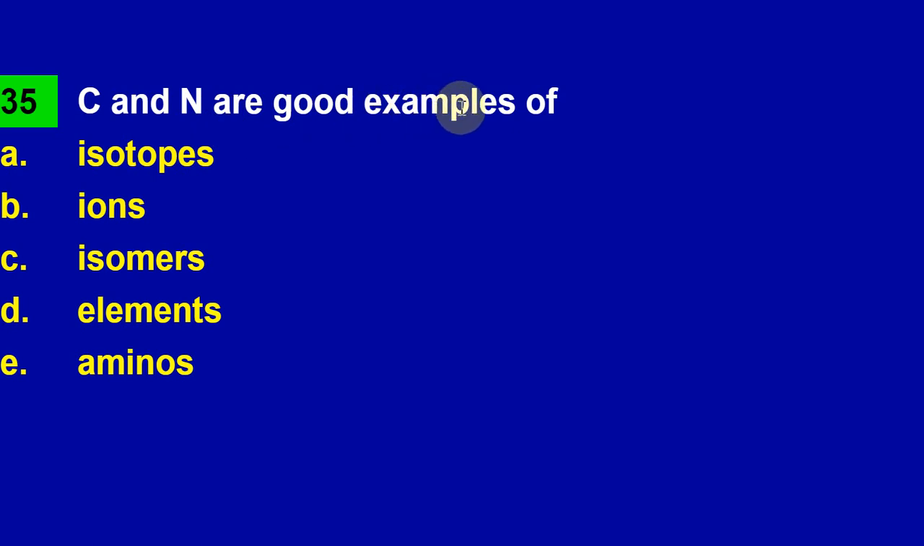CNN are good examples of, oh man, this looks hard. Are they isotopes? Do they differ in the number of neutrons only? Are they ions? No. Carbon and nitrogen are not ions. Are they isomers? No, that's a distractor. Are they aminos? No. They got their elements right.